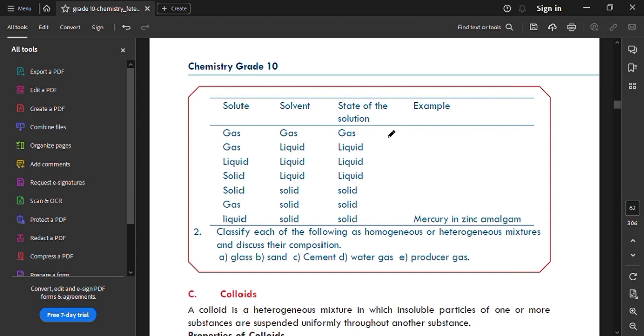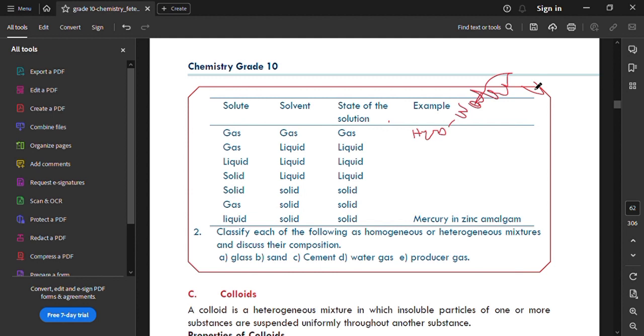If our solute is gas, for example hydrogen gas, and our solvent is gas, that means oxygen, so the solution is water vapor or H2O vapor.